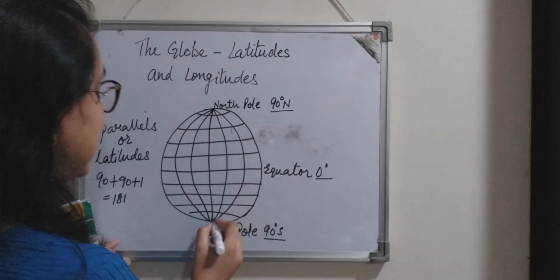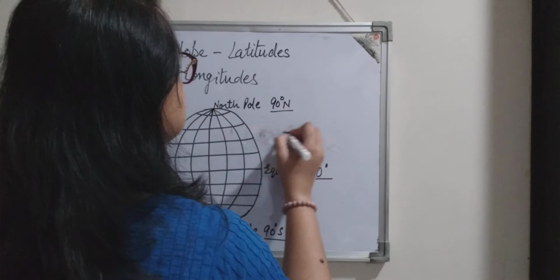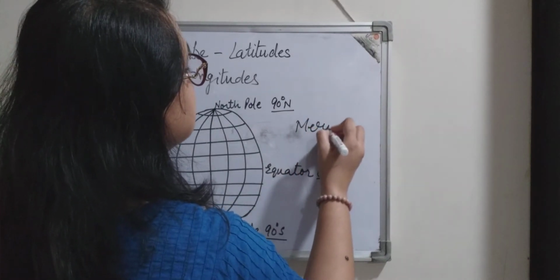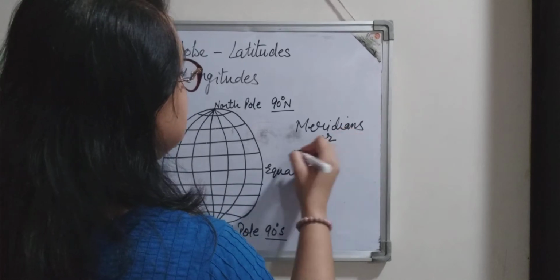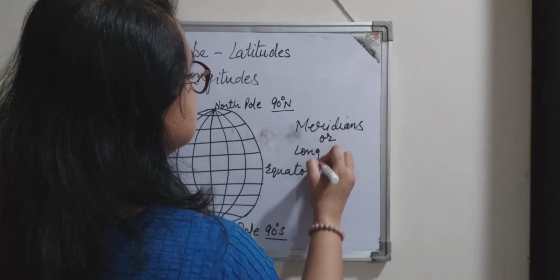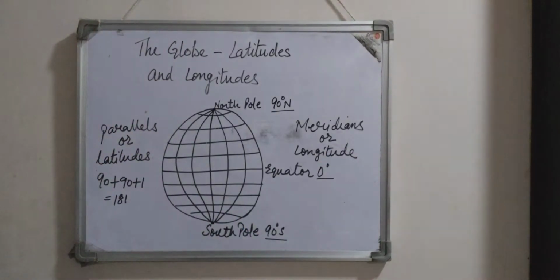So these lines running from north to south, they are called meridians. These are called meridians or lines of longitude, right? So I hope all of you are clear with the lines of latitude and longitude.